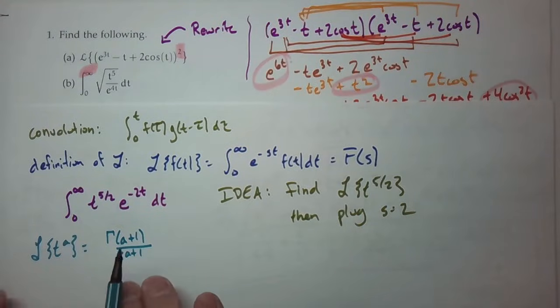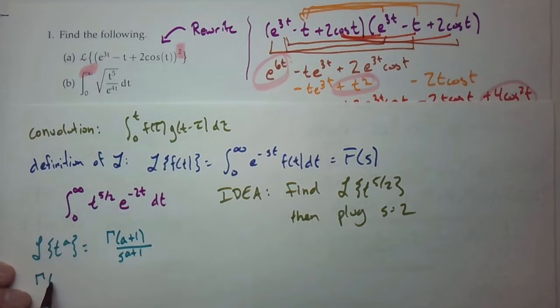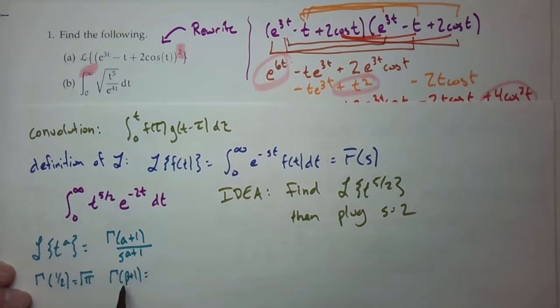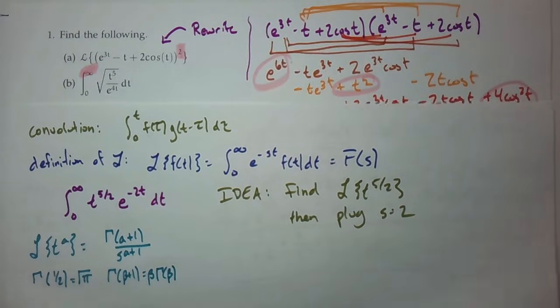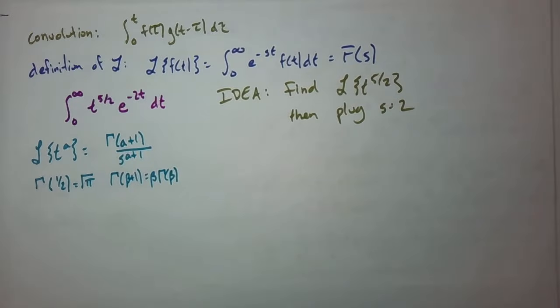Now, you don't know much about gamma, but there are two things that you do know. And why do we know it? Because it's on the formula sheet. So the two things we know: gamma of a half is square root of pi, and gamma of any number plus 1, so beta plus 1, is beta times gamma of beta. Okay, I'm going to move this up so we have space.